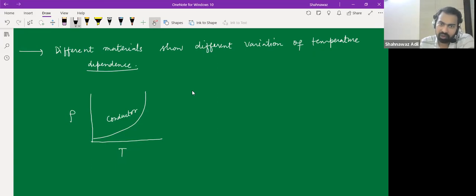And you have a different material, right? For an alloy, this behaves like this. So this is an alloy.